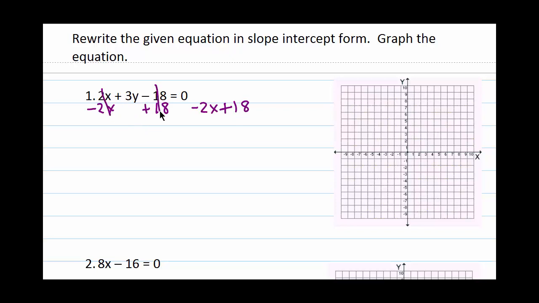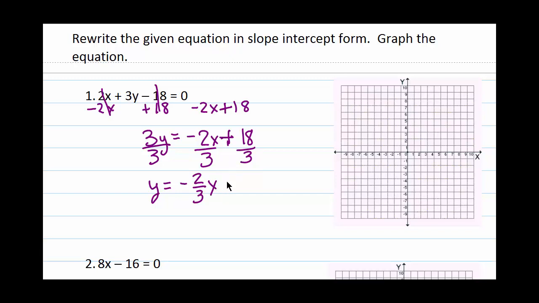So now that zeroes out, so I have 3y equals negative 2x plus 18. Now I need to get my y actually by itself, so I'm going to divide everything by 3. So I have y equals negative 2/3 x plus 6. All right, so now I know that my slope is negative 2/3 and my y-intercept is 6.